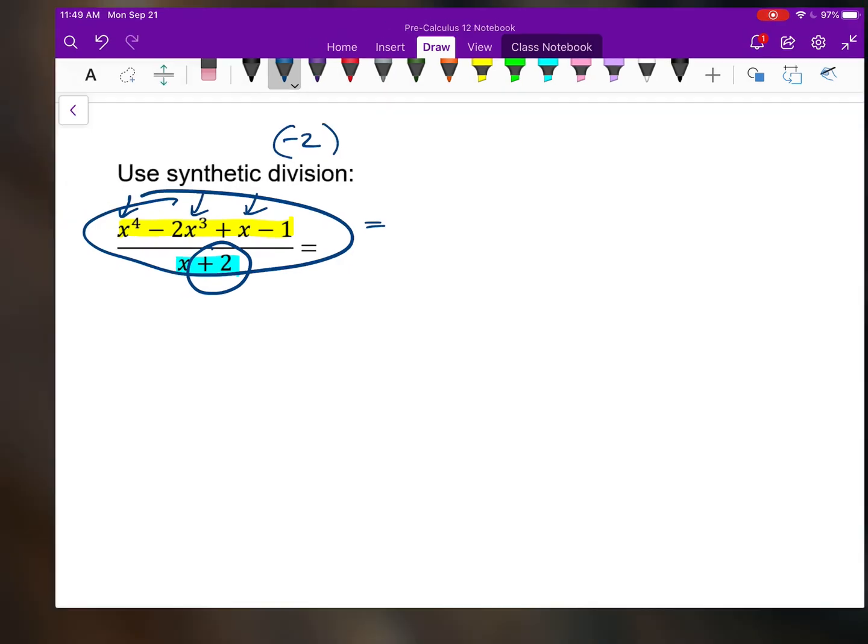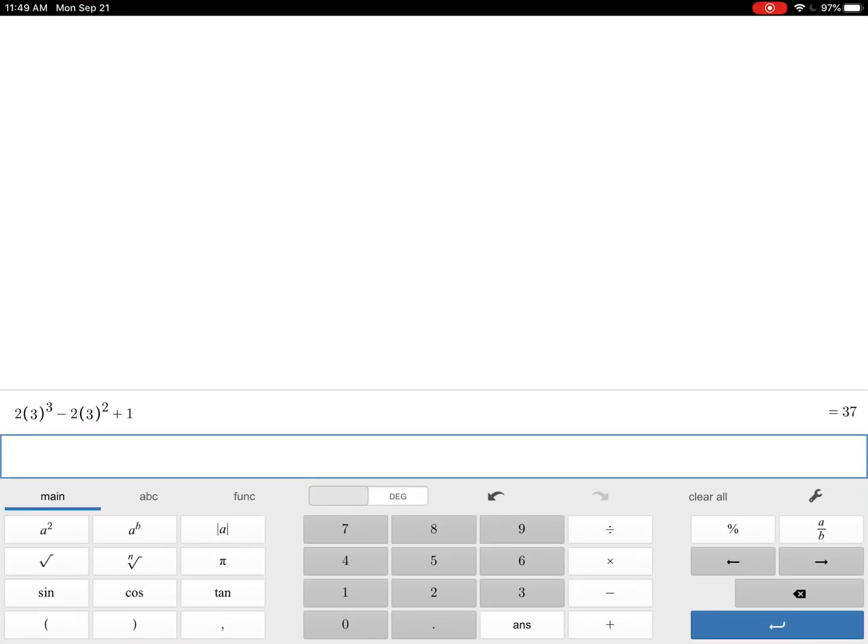Okay, so let me just do that really quickly right here. So I'm going to type in bracket negative 2 to the power of 4, minus 2 times negative 2 to the power of 3, plus negative 2, take away 1. Okay, so you can see it says equals 29.